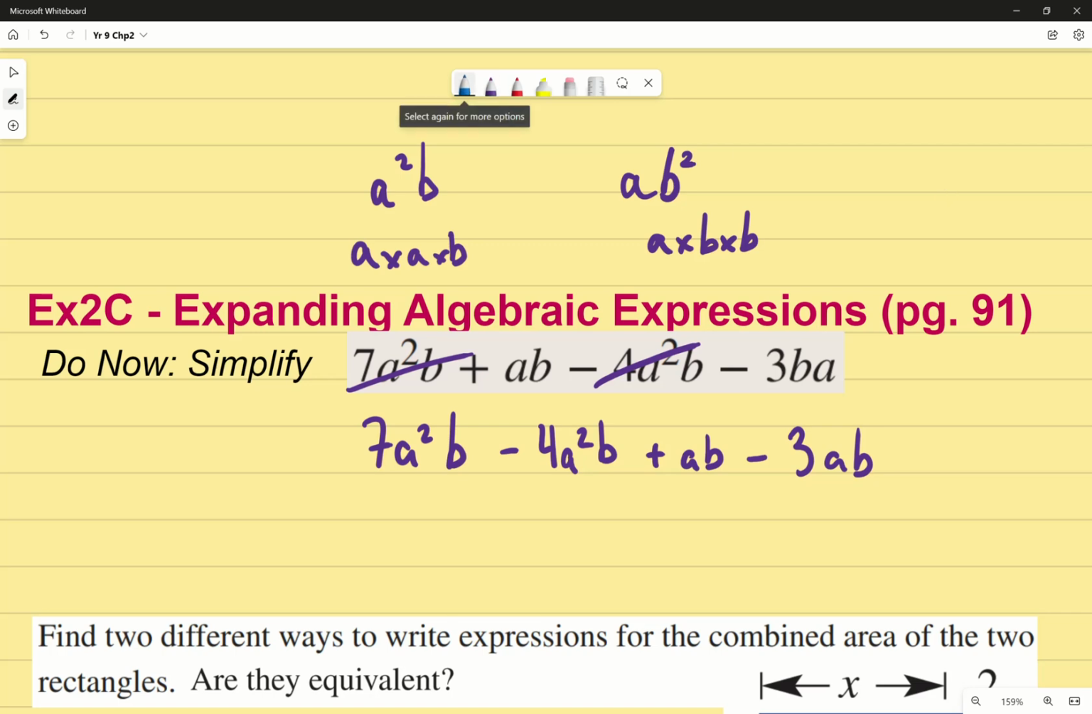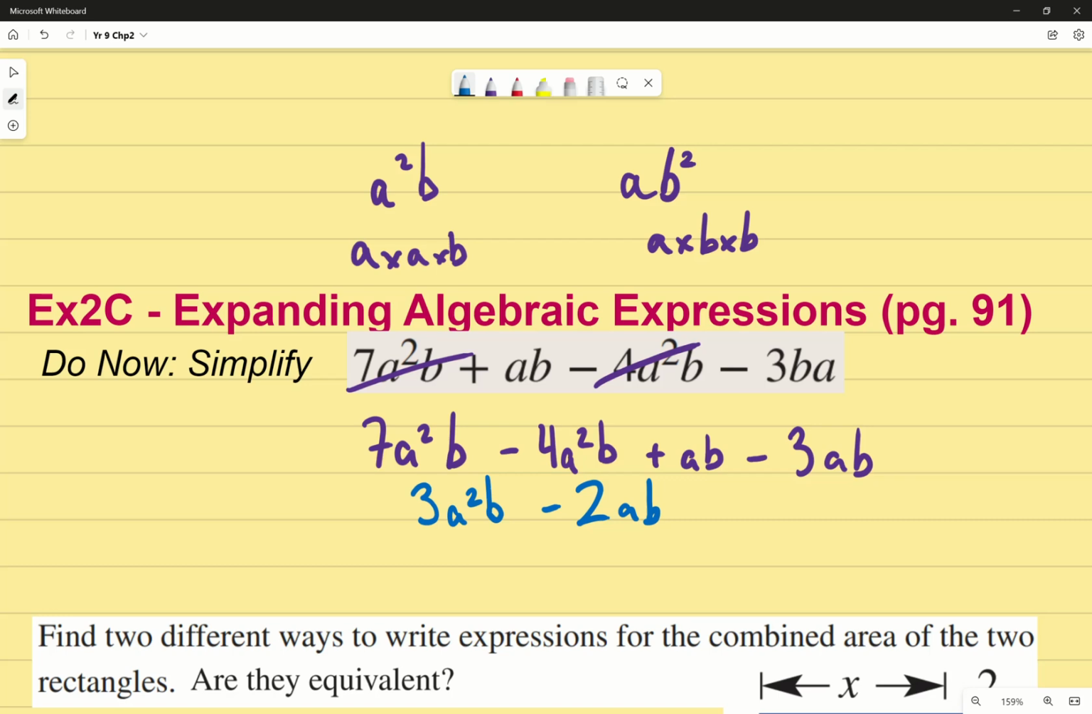Okay. So from here, I just simplify. These two are the same factors, so I just look at the number. 7 minus 4 is 3, so that's 3A squared B. And then here, Brody, what's that number right there? There's no number. What's that number right there? Nothing. If there's nothing there, it means? It means 1. There's a hidden 1 there. We don't have to write the 1, but we can treat it as is. So 1 minus 3 gives me negative 2, minus 2AB. Done. That's it.